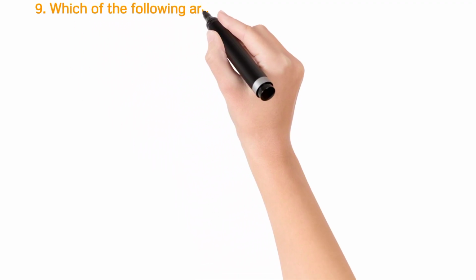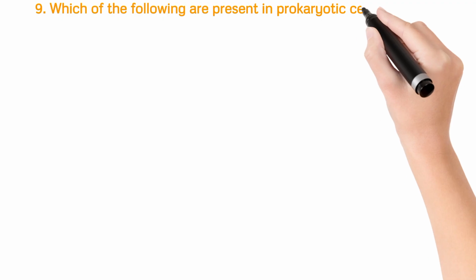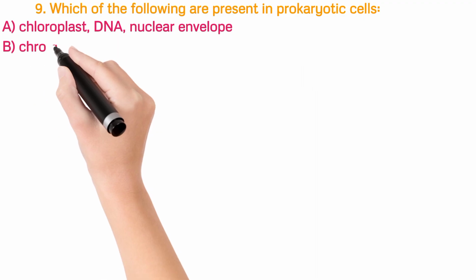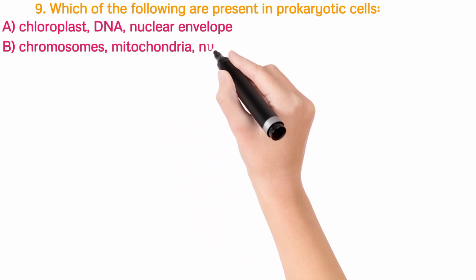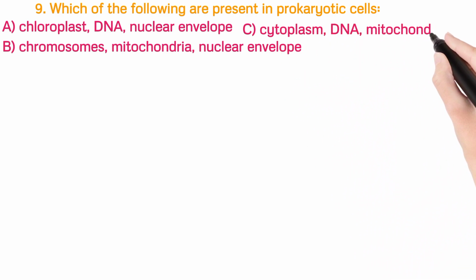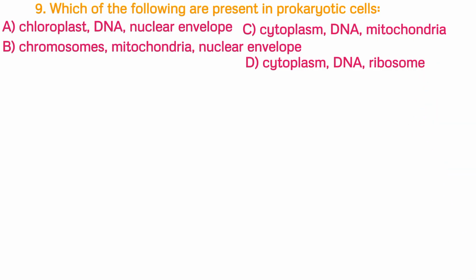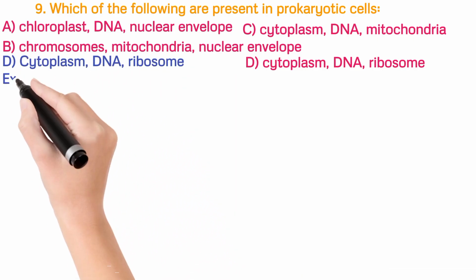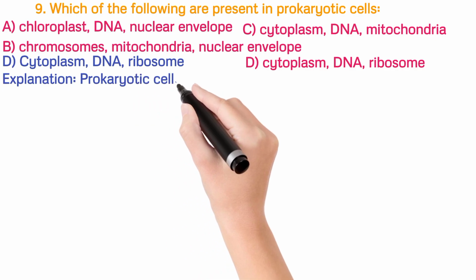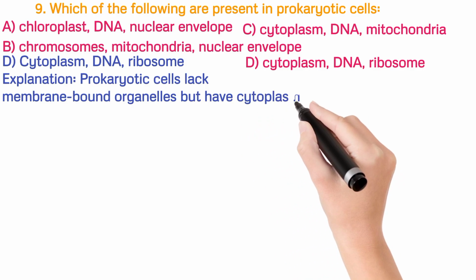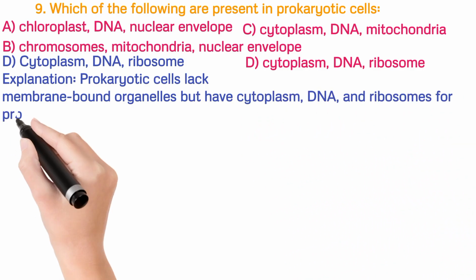9. Which of the following are present in prokaryotic cells? A. Chloroplast, DNA, nuclear envelope. B. Chromosomes, mitochondria, nuclear envelope. C. Cytoplasm, DNA, mitochondria. D. Cytoplasm, DNA, ribosome. And the correct answer is D. Cytoplasm, DNA, ribosome. Explanation: prokaryotic cells lack membrane-bound organelles but have cytoplasm, DNA, and ribosomes for protein synthesis.